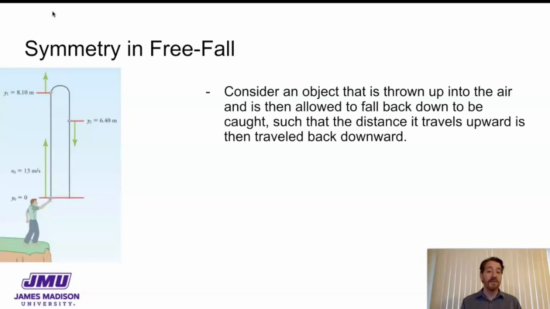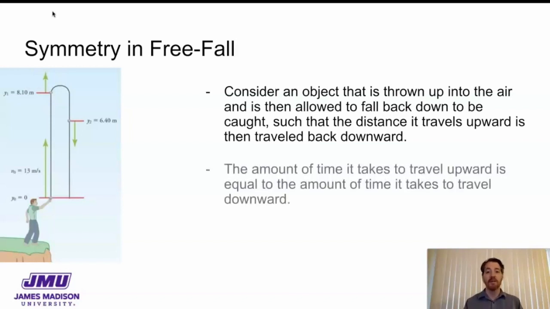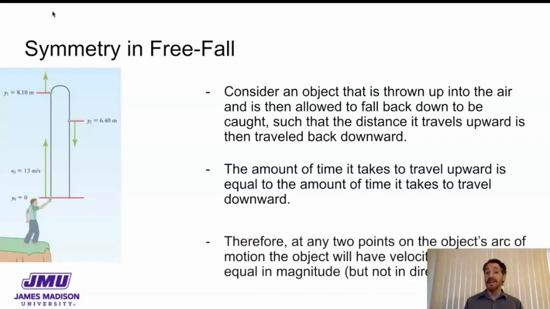Symmetry is very important for an object like that, because if you consider throwing an object straight up in the air and then it's allowed to fall back to the same height that it started from, clearly the distance it travels upward is equal to the distance it travels back downward. And if it has the same gravitational acceleration the entire time, we could do the math to prove this if you're not convinced, but it takes the same amount of time to go up as it does to come back down. So that means that at any 2 points on the arc, the object will actually have the exact same amount of velocity upward as it does downward.